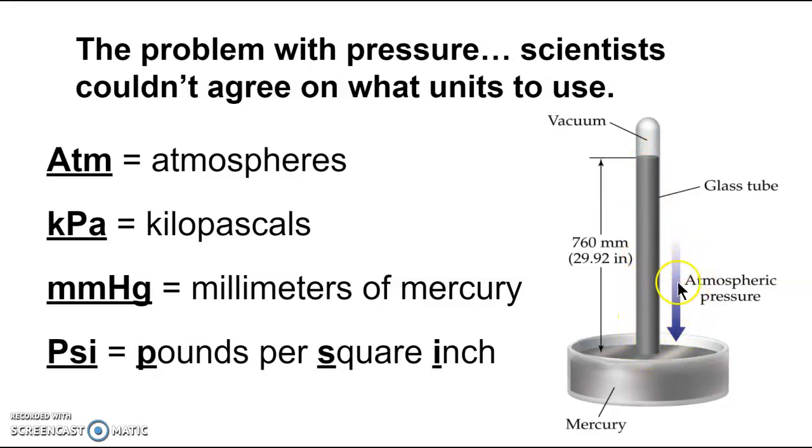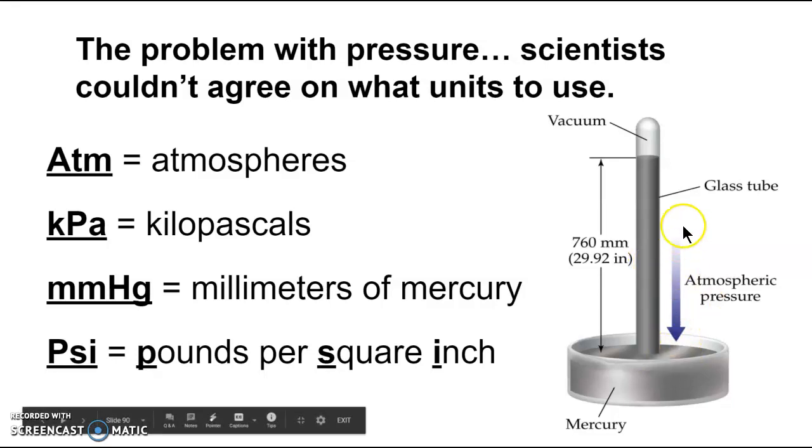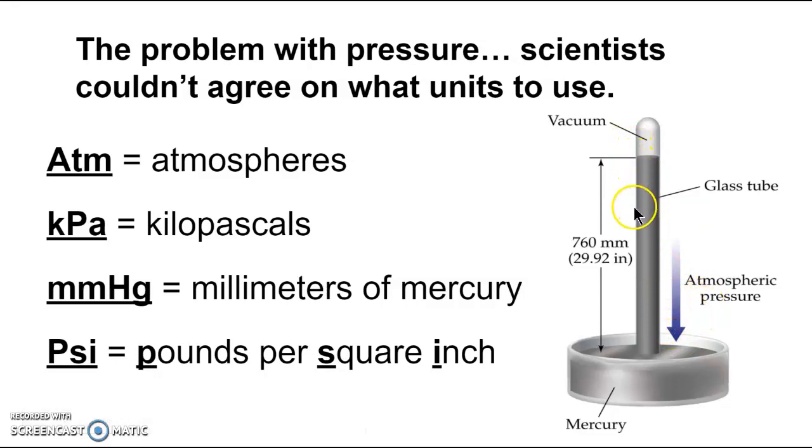So taking a look at this, this is pushing down, and again, it's pushing this mercury up. So that tells us if there's a higher air pressure, more air particles pushing on here, the higher up the tube it's going to go. If there's less air particles pushing on here, the lower the atmospheric pressure is. So down at sea level, we have a lot more air particles. And then on top of a mountain, you'd have less air particles, so less atmospheric pressure.